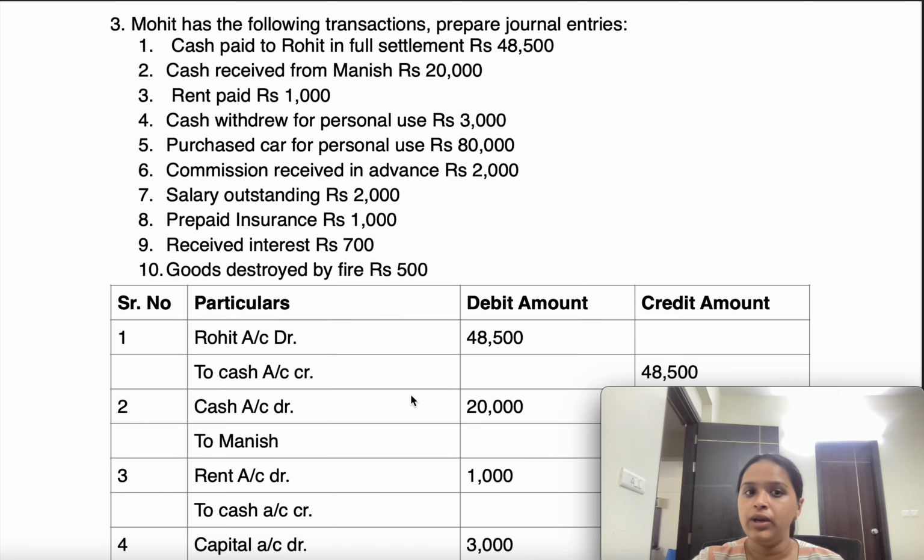Rent paid. So Rohit has paid the rent. When they say paid, it means they have cleared the payment. So rent is your expense, it comes under the nominal account, so debit all the expenses and losses, rent account debit. And what is going out from the business? Cash. Rent account debit to cash.